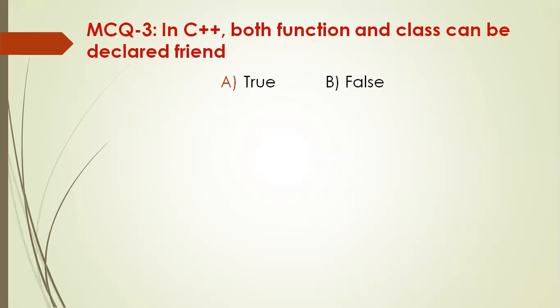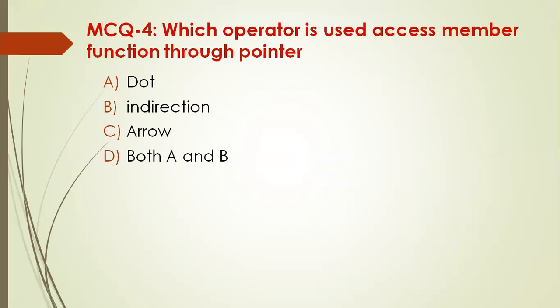In C++, both function and class can be declared friend. True. The correct answer is A. Which operator is used to access member function through pointer? Just now I have completed that. In order to access the member function through a pointer, you have to use the arrow operator. The correct answer is C.